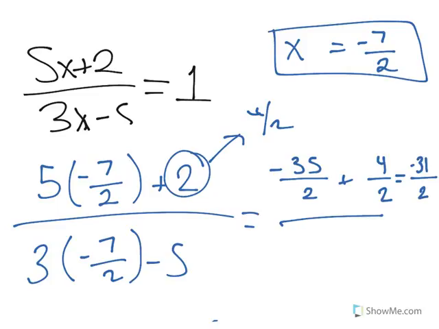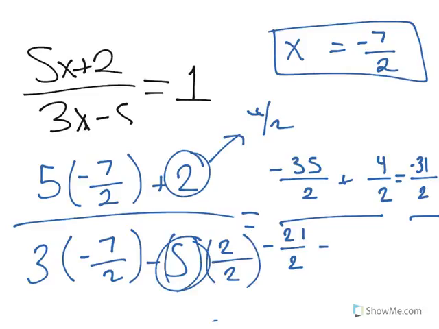And now for the denominator, we have negative 21 over 2, and we can just multiply 5 by 2 over 2, which is just multiplying it by 1, so we're not changing anything, but we get negative 10 over 2. So that way we have the common denominator right here, and we can combine terms easily. And we get negative 31 over 2.